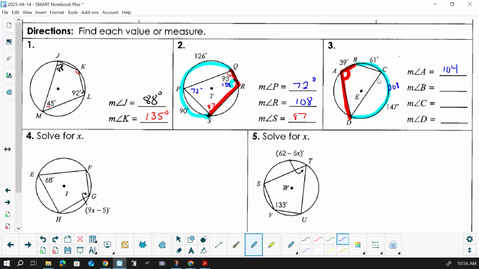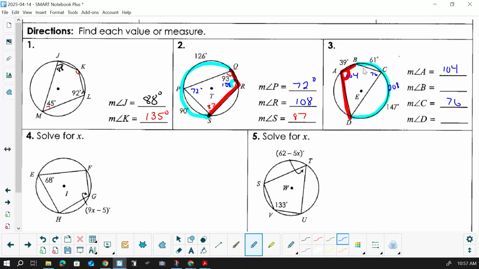So I go ahead and find angle C. Angle C, 180 minus 104. So if this is 104, this would be 76 on this side. Angle C, 76. Angle D. Now I could go for angle B, but I'm missing one here, and I could find that one because I have all the rest of the circle.